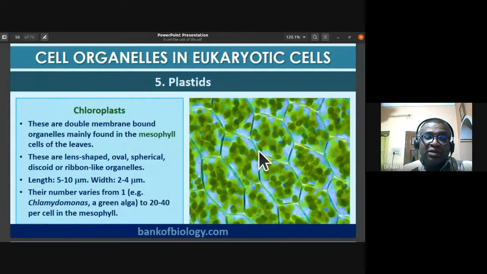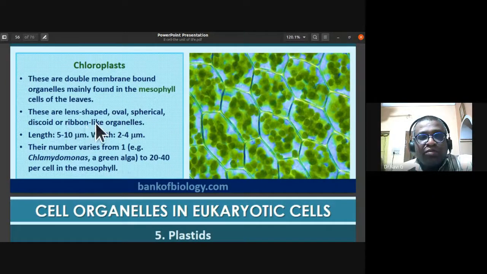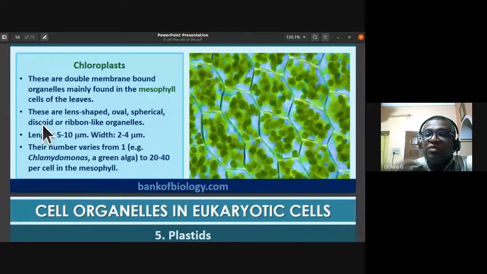So the chloroplasts are double membrane bound cell organelles found in the mesophyll cells of the leaves. The shape of these chloroplasts: they are lens-shaped, oval, spherical, discoid or ribbon-like organelles. Generally in plants, you notice them to be lens-shaped or oval. In algae, you find that some of them have spirally shaped chloroplasts. There are discoid shaped chloroplasts. Ribbon-like chloroplasts are also there in the case of green algae and others.